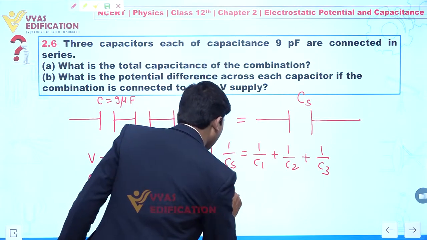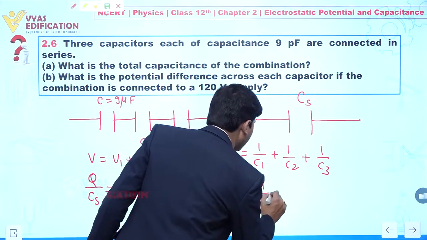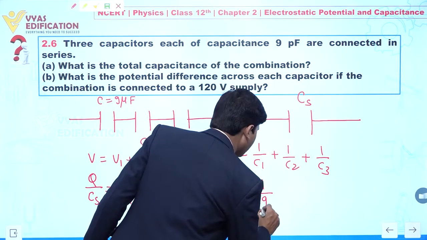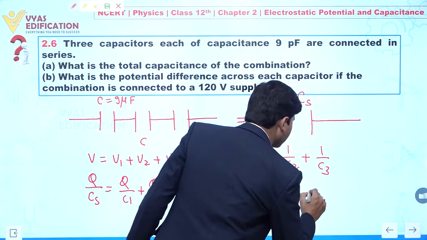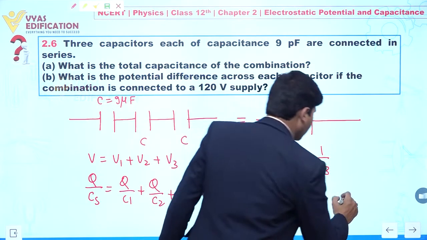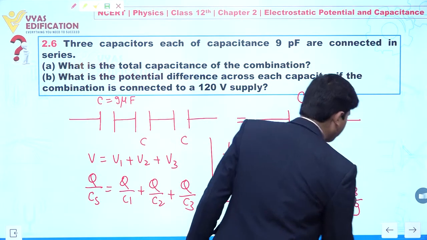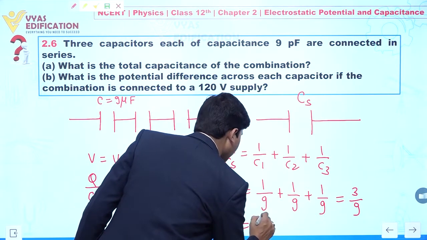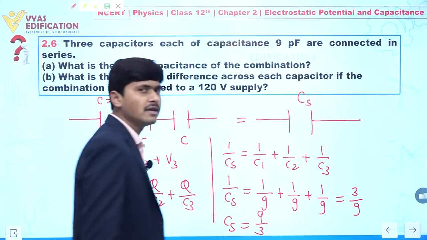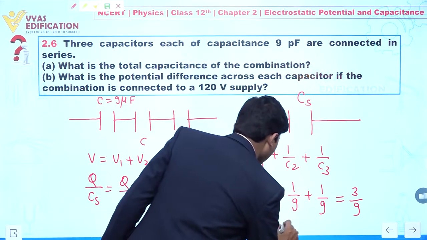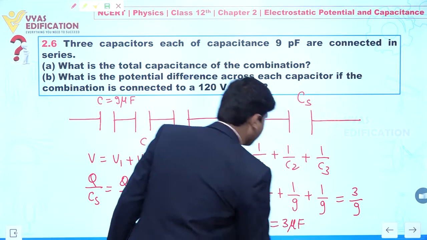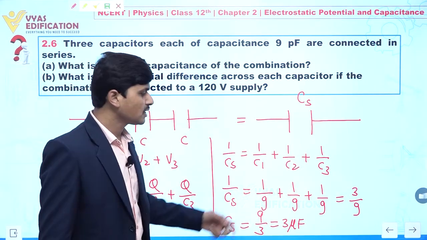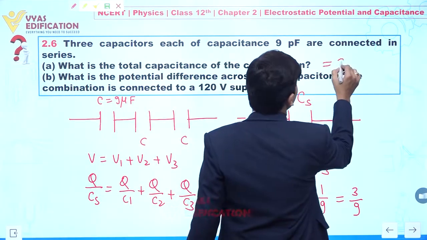Now we can put in the values. 1 upon CS equals 1 upon the value of C1, which is 9 microfarad, so 1 upon 9 plus 1 upon 9 plus 1 upon 9. This is equal to 3 by 9. So the value of CS is 9 by 3, which is equal to 3 microfarad. Clear to you? So what is the total capacitance of the combination? Answer: 3 microfarad.